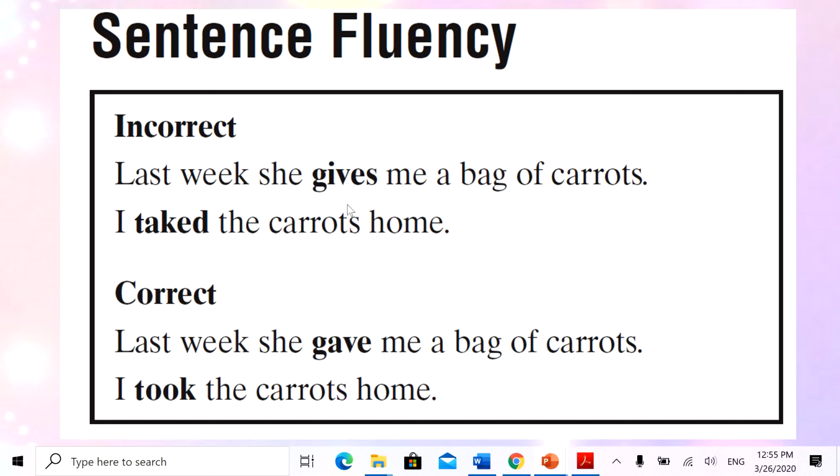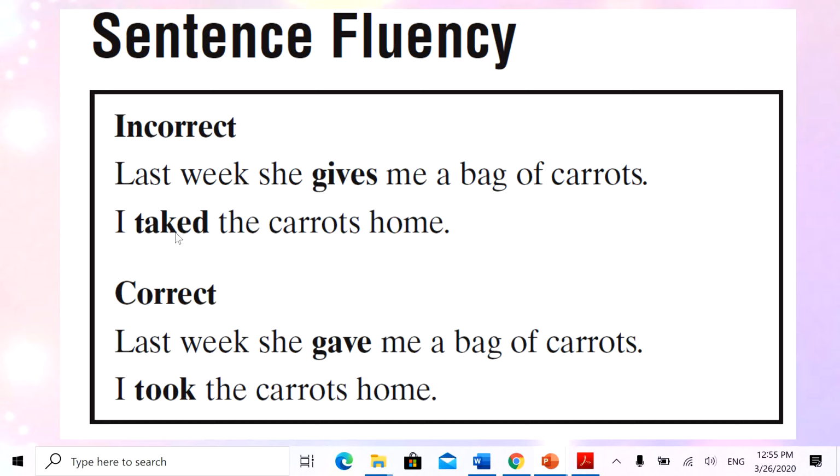Last week she gives. Is this right? You remember the verb takes S in which time? In the present. So this is a present form. We need to change it to the past form. What's the past of gives? Gave. So we say, last week she gave me a bag of carrots.